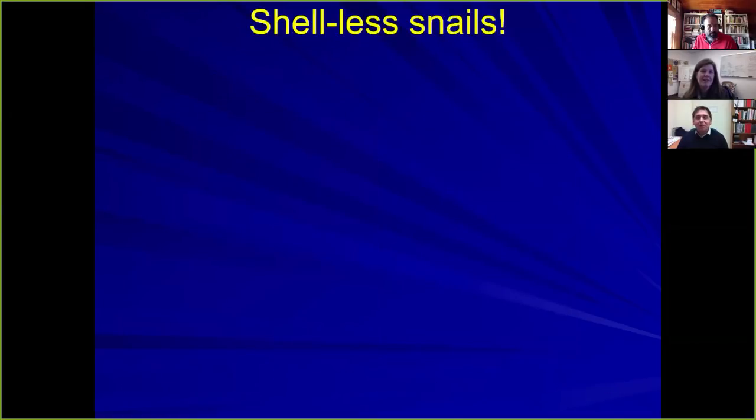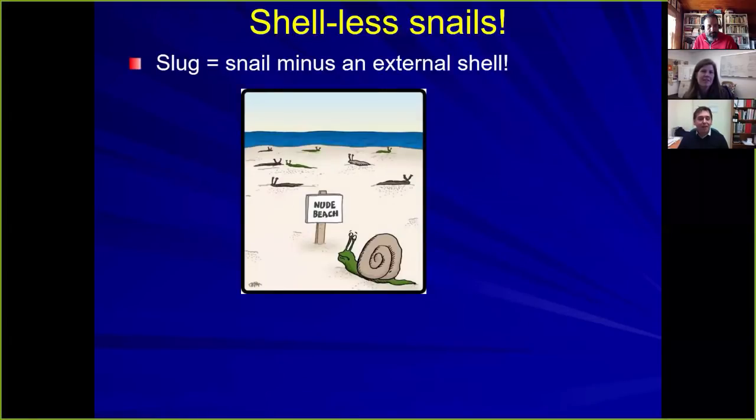So I'm guessing if I was to ask you all, what is a slug? Most of you would tell me it's essentially a snail minus its external shell, and you'd be absolutely right. But from an evolutionary point of view, this might seem like a bad move. Surely an organism that's comprised almost exclusively of water should try and retain a shell.